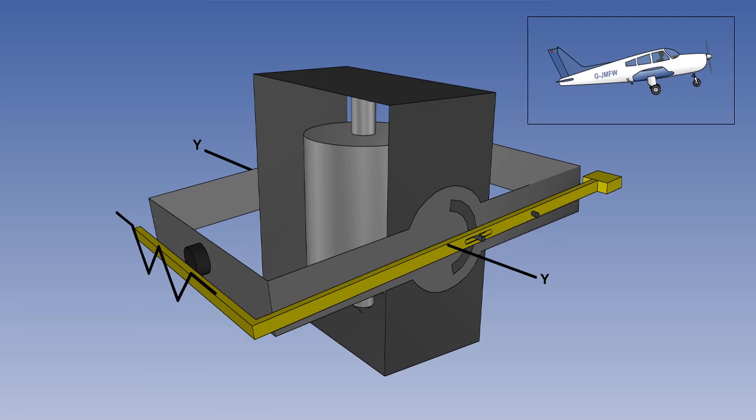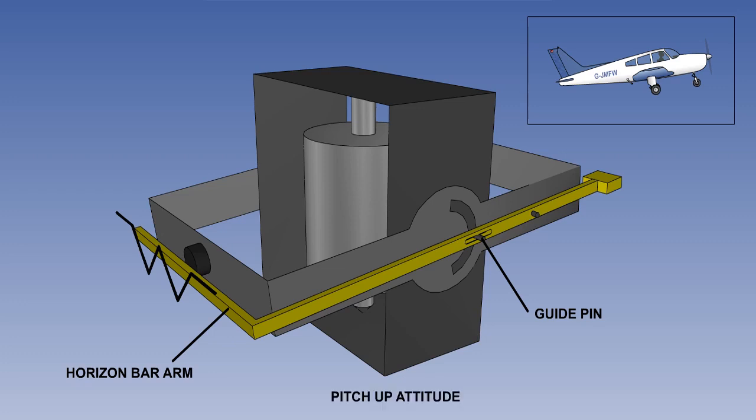The way it works is that if the aircraft should now pitch up, the outer gimbal, which is in effect attached to the aircraft, and therefore the gull wing motif, will rotate about the axis YY. A guide pin protruding from the vertically stabilized inner gimbal forces the horizon bar down. The movement is magnified by the length of the horizon bar arm, indicated here. And the result is that the horizon bar is now below the gull wing motif, and the indication on the instrument is that the aircraft has pitched up.